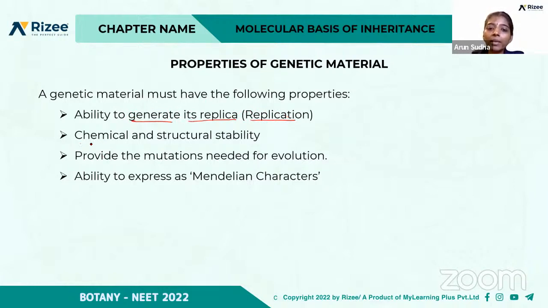And it should be chemically and structurally stable. Only if it is stable can it pass its information from parent to offspring, right? So it should be chemically stable and structurally stable. And it should provide the mutations which are needed for evolution. The mutations must be slow such that there occurs an evolution. And it should be able to express as Mendelian characters. So it leads to variation. So these are the general properties of a genetic material.